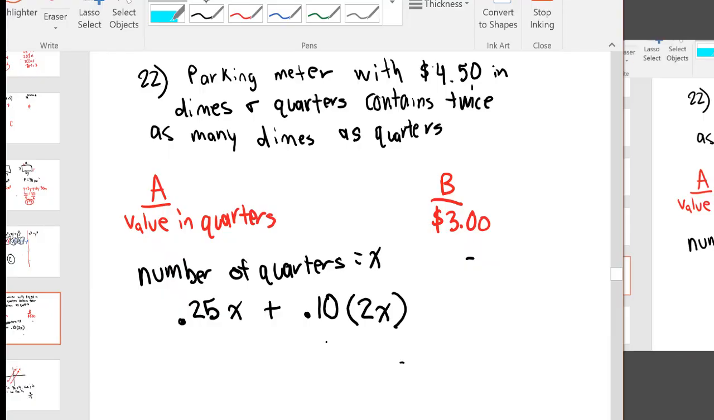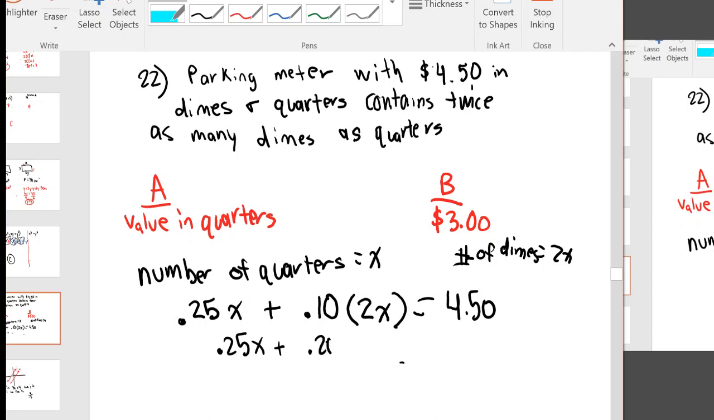Okay, I'm back. So that's going to give me a total of $4.50, because I have the 25 cents times x, which is the number of quarters, plus the number of dimes, which equals 2x, because there's twice as many dimes, 0.10 times 2x, for a total of 450. So I have 0.25x plus, now if I multiply this, I'm going to get 0.20x is equal to $4.50. I'll get 0.45x is equal to 450.